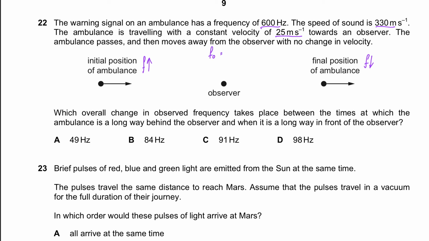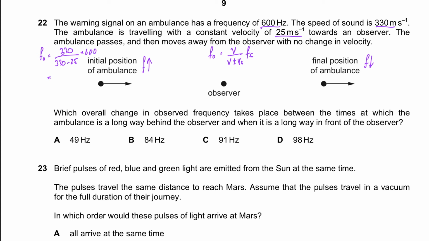observed frequency is equal to V over V plus or minus Vs, times Fs, where Fs is the source frequency, which is 600 Hertz. V is the speed of sound, 330 meters per second. Vs is the speed of the source, which is the ambulance in this case, and has a speed of 25 meters per second. Now we've got a positive and a negative sign. We use the negative sign when the ambulance is approaching the observer. So we get observed frequency is equal to 330 over 330 minus 25, times 600.